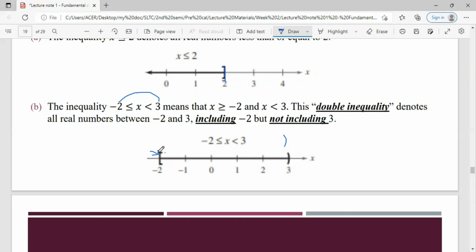So here, this one is a closed interval, this one is an open interval, right? If we use this bracket, we call it a close bracket. And this bracket means open bracket, open interval. So if we use this one, that means that value is not included. But if we use the open bracket, that means this value is not included in the interval, right?